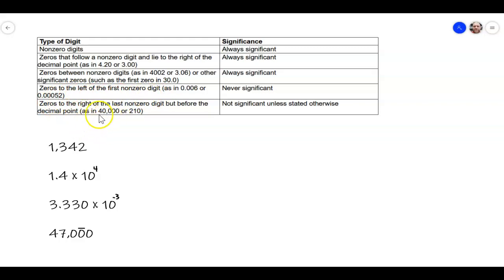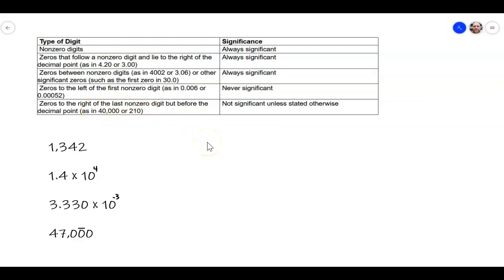The other thing we don't count is any zeros on the right, the trailing zeros on a whole number. So we're not talking about decimal numbers. If it has a decimal place, ignore this. But if it's a whole number, for example 40,000, then we wouldn't count any of the trailing zeros at the end. In this case, we'd only have one significant digit. Or here, we'd only have two significant digits because we wouldn't count this last one. But this only counts with whole numbers.